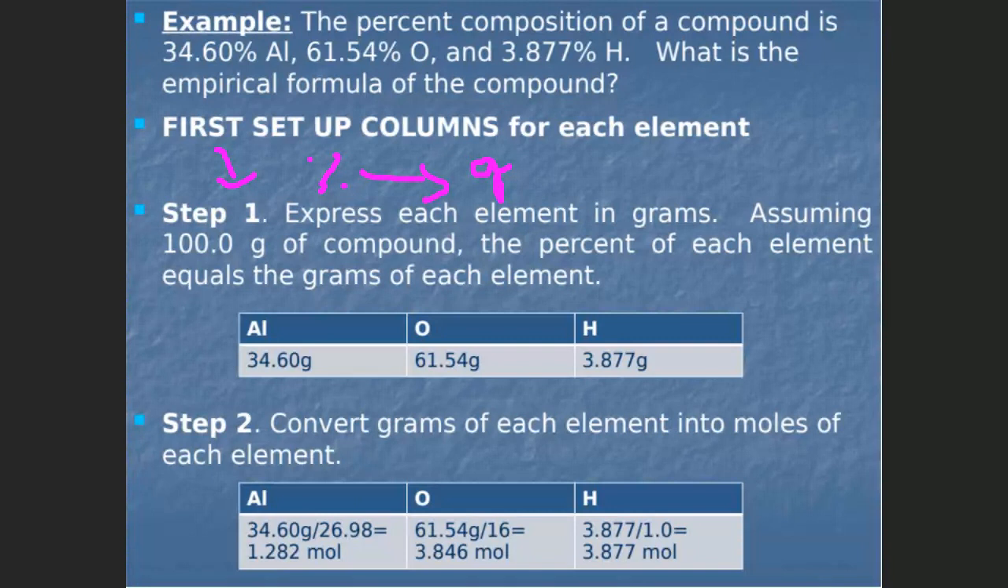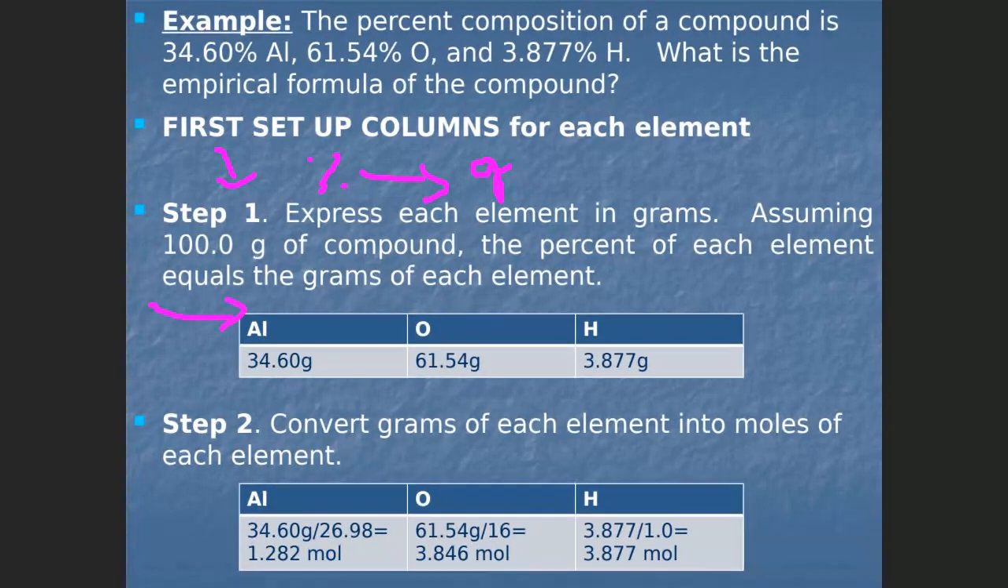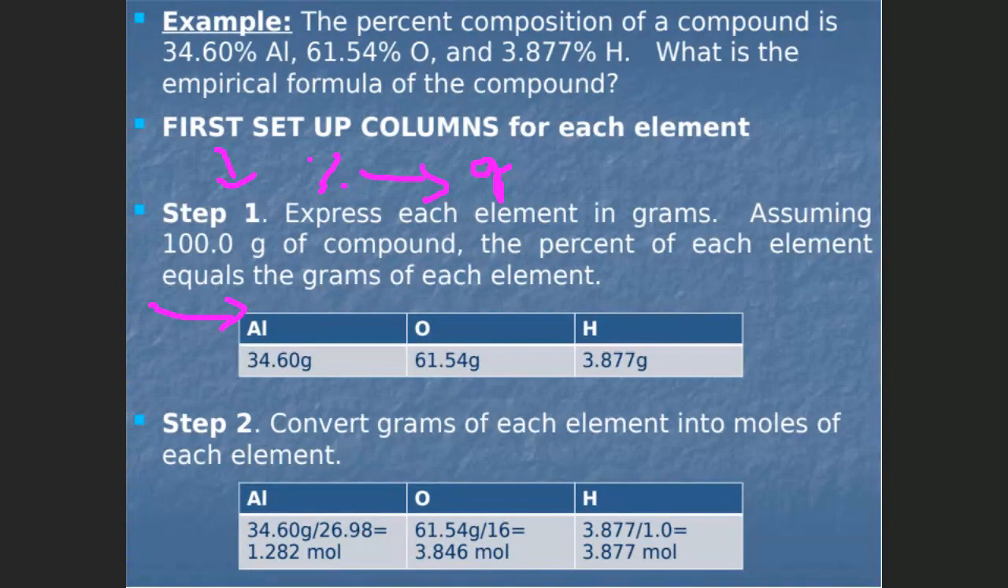Second step, convert gram of each element into mole. Now, we already know the atomic mass from the periodic table of each element, correct? And we know the atomic mass of each element per 1 mole in gram. So in that case, we have to look back into the periodic table.